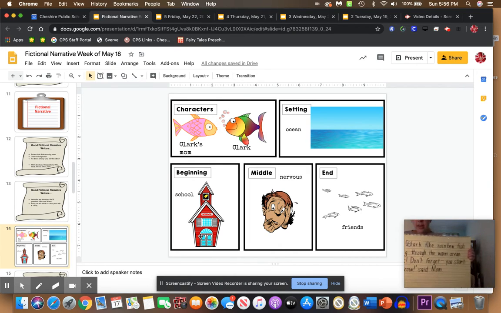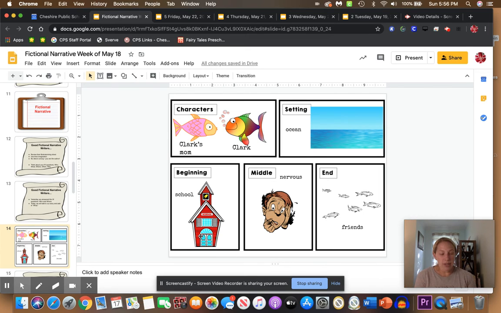And then I know when I'm reading it back, one day, Clark, the rainbow fish, was swimming through the warm ocean water. Clark, don't forget, you start fish school tomorrow, said Mom. That way it tells me, oh, look, there's a missing word there. Look up here and continue reading. So those are just some quick edits I made, but I think we're shaping up really nicely.